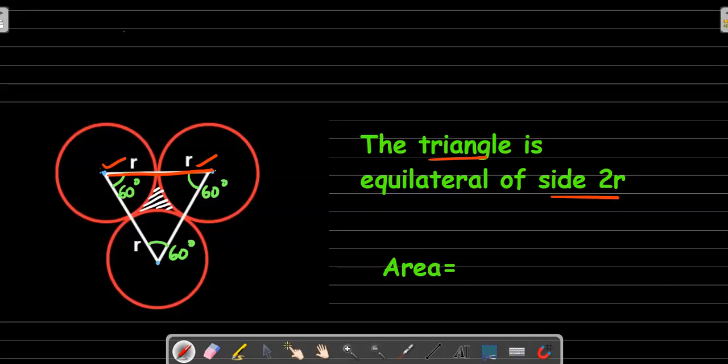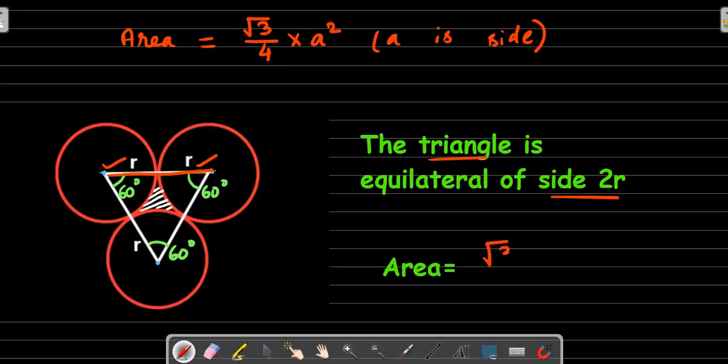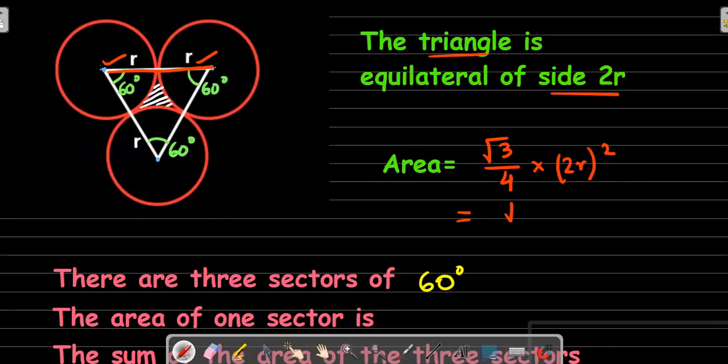Now what is the area of an equilateral triangle? The formula for the area of an equilateral triangle is root 3 by 4 into a square, where a is the side of the equilateral triangle. Therefore here the area is root 3 by 4 into 2r whole square, that is equal to root 3 by 4 into 4r square. So we get root 3 r square, because 4 and 4 get cancelled out.